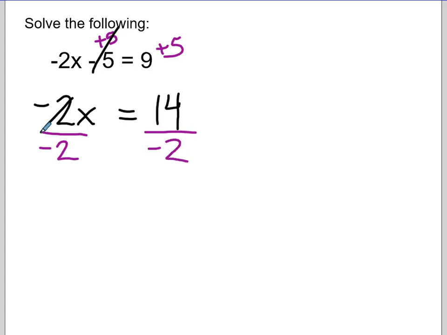Okay, and then these guys cancel for 1, and I'm left with x equals -7. And there's my warm-up question. So let's get on with it.